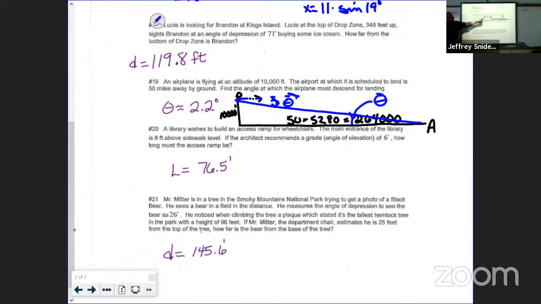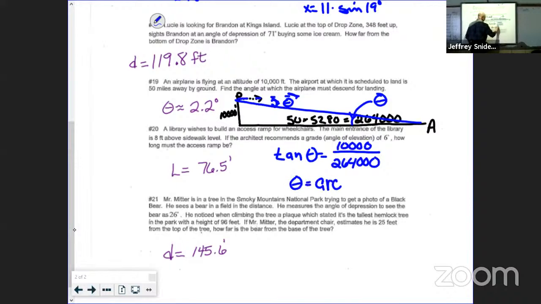Now that I've done that, it's what? Opposite over adjacent. Which ratio is that? Yeah, so it's the tangent of theta is 10,000 over 264,000. So theta is the arctangent of that thing. And that's where that 2.2 degrees comes from.